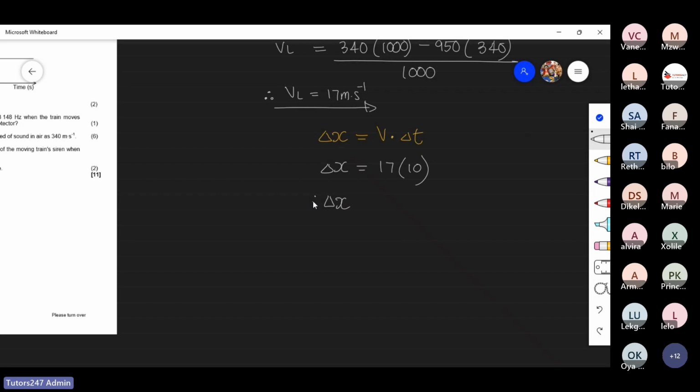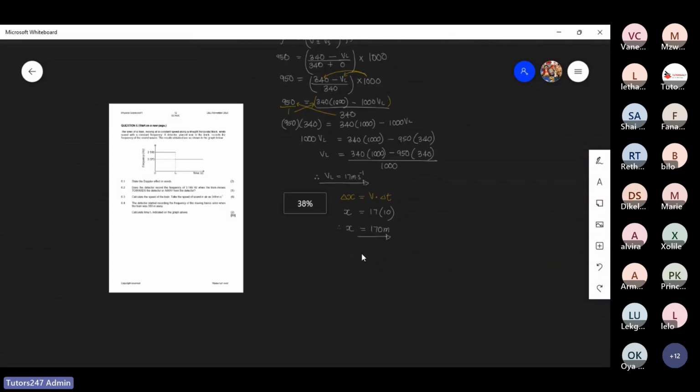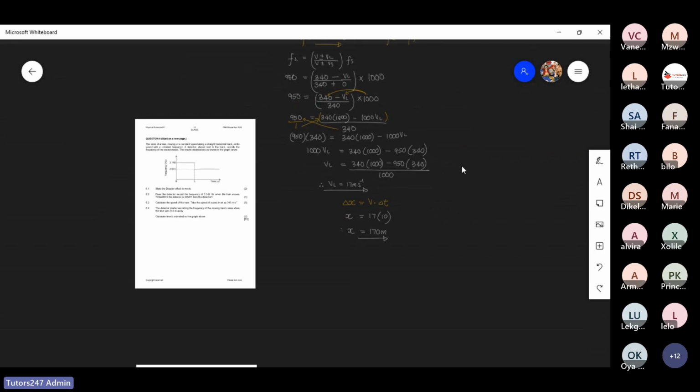And that will therefore give us, let us not put delta x. In the equation, it moves x meters, so let us just keep it as x. We won't put delta x. So x is therefore 170 meters. So our patrol car moved 170 meters within a time frame of 10 seconds.